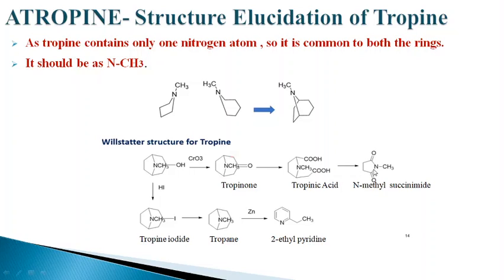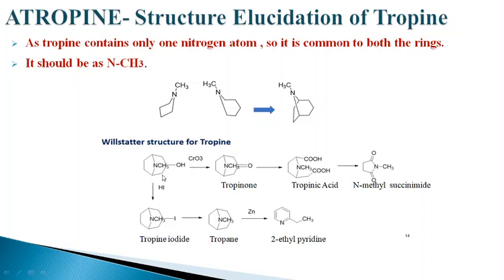which on further oxidation forms the N-methyl succinimide structure, which is a pyrrolidine structure with N and a methyl group. So this final product of Kunroth oxidation, N-methyl succinimide, has been justified with this Willstatter structure.